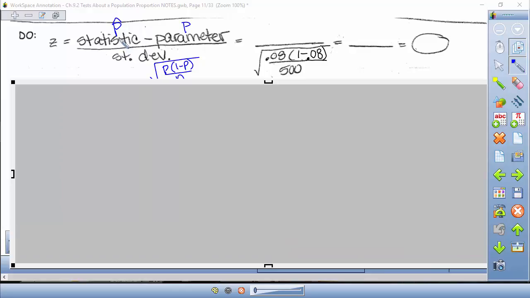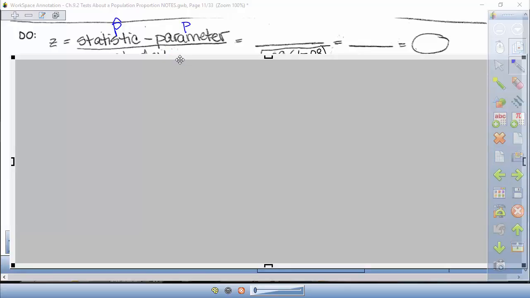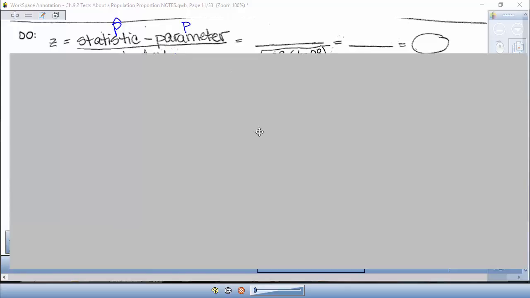All right, your formula is on your formula sheet. It says z equals statistic minus parameter over standard deviation. So I kind of wrote the formulas, but let's talk about them. What's your statistic? What's the p-hat statistic in this problem? Didn't you write it down? 0.09. All right, 0.09, minus your parameter. That was your p. Look in the top, or I guess the last page. What was your p in this problem? 0.08.